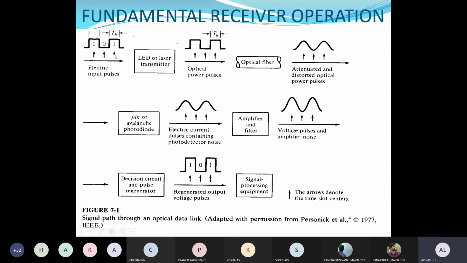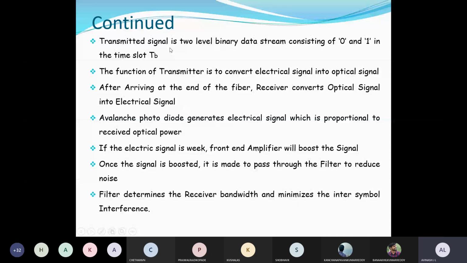So I can say that TB is the duration where one particular pulse takes place. Let us consider the first leftmost top, which is given for 1. That means one particular pulse occurring in a time duration. That particular time duration is considered as TB. So here we can say that the transmitted signal is a two-level binary data stream consisting of 0 and 1 in time slot TB. That is a very well-known thing to you.